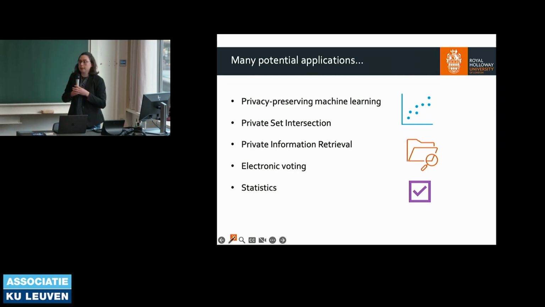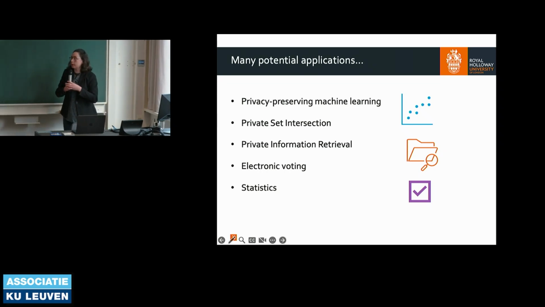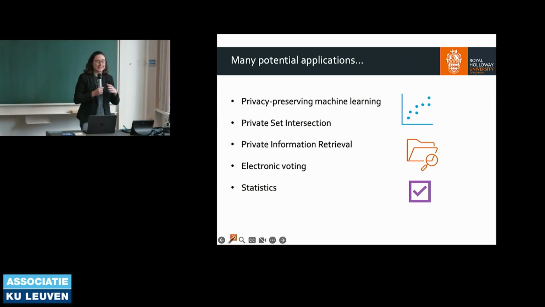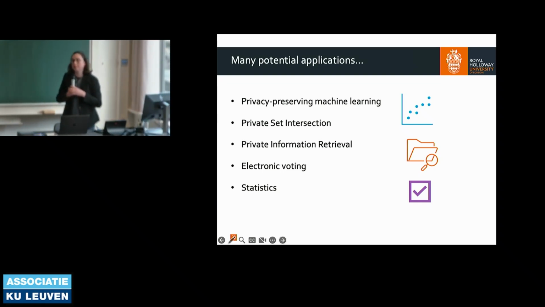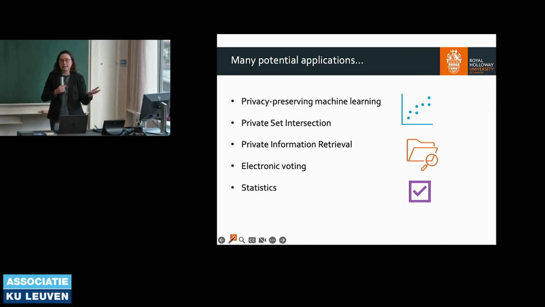Something else that could be a nice application of homomorphic encryption, and it's quite easy to explain, is electronic voting. I don't have more slides about that, so I'll say something about it now. You could imagine a very simple type of election where there's two candidates, candidate A and B, and you want to count the votes of an election, but you don't want any individual's vote to be made public or disclosed to anyone else.